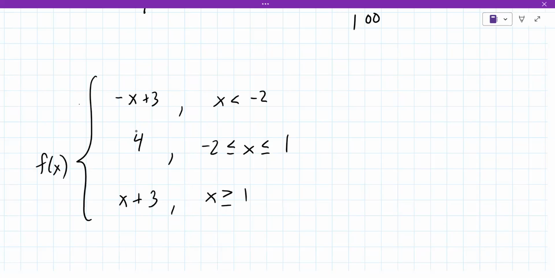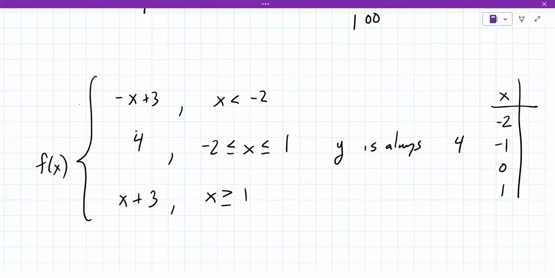How would I graph the second one? So the way to think of it is y is always 4. And if you're making a table, it's like saying, okay, -2, -1, 0, 1, but y is always 4, 4, 4, 4, 4.